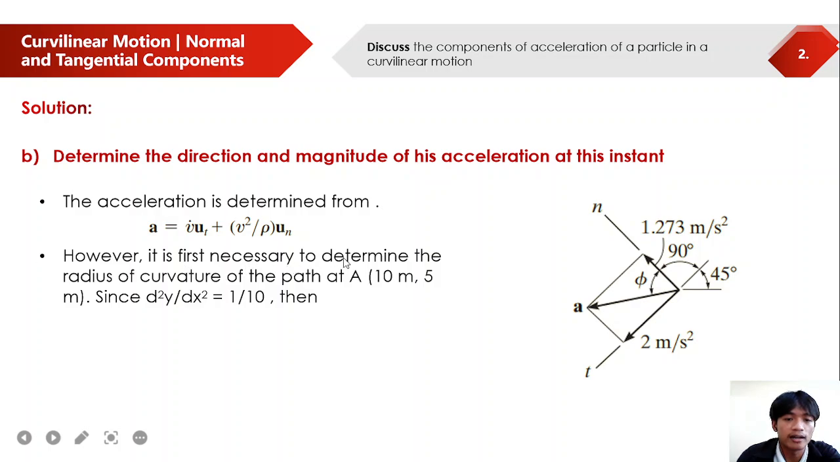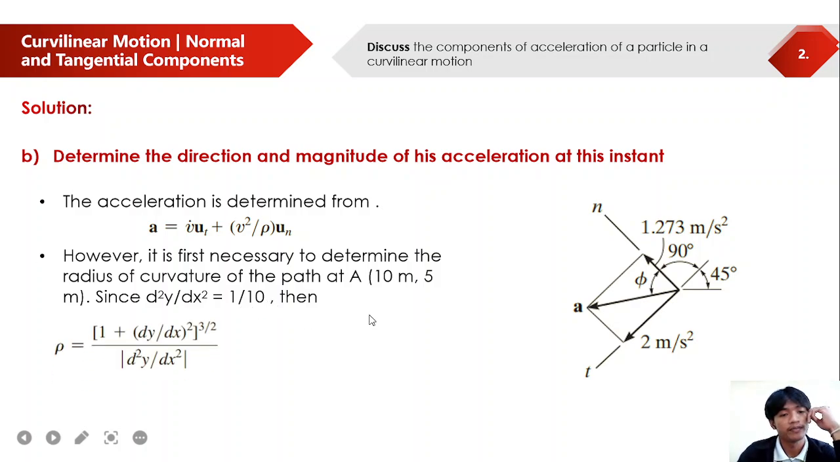However, it is first necessary to determine the radius of curvature of the path at x equals 10 meters. Since the second derivative d squared y over dx squared is equal to 1 over 10, this is the second derivative of the function y equals 1 over 20 x squared. Since our first derivative is 1 over 10x, if we differentiate that further, it will result to 1 over 10. So this is the second derivative, again class, of the function of the path.